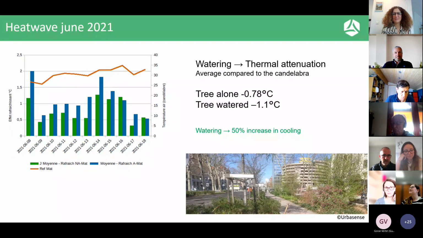We'll still have to find the best way to monitor the difference on air temperature, but it's quite obvious that you have an effect when you water the trees. You still have an effect to only have trees on the street, of course. When you are walking under the trees, you feel less the heat than when you are on mineral street. But when you water the trees, you can have a double effect of the trees that are already in place in the street. Next, please.